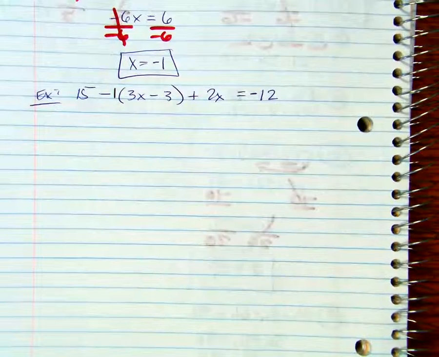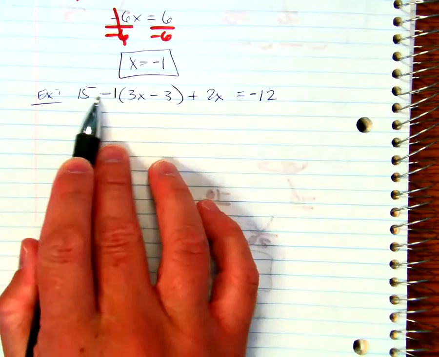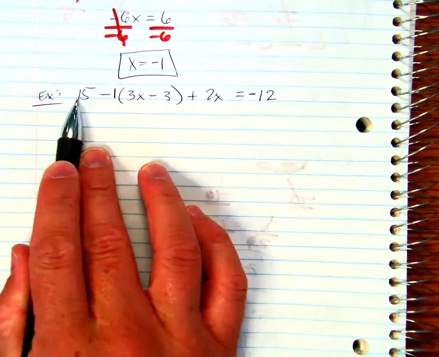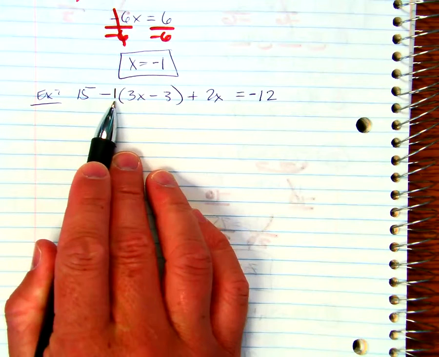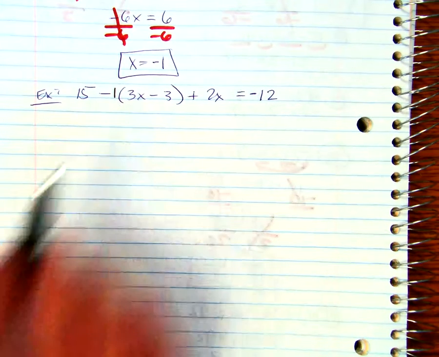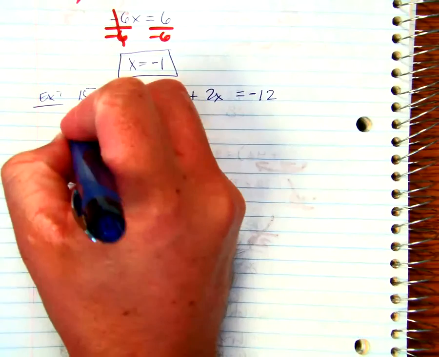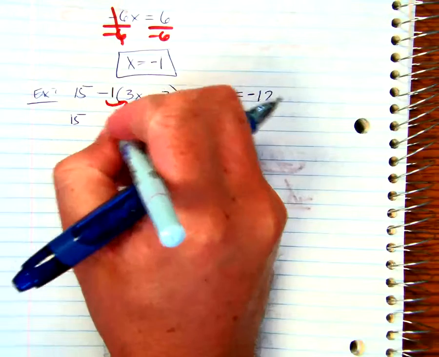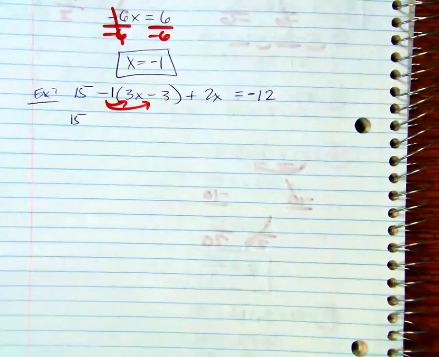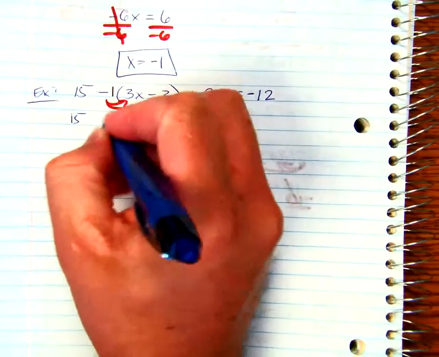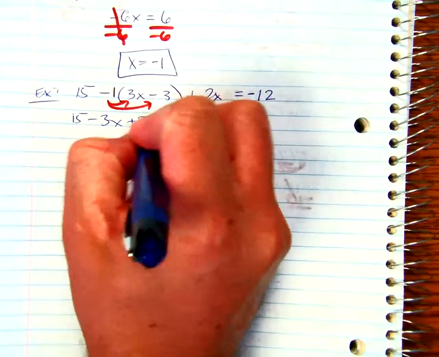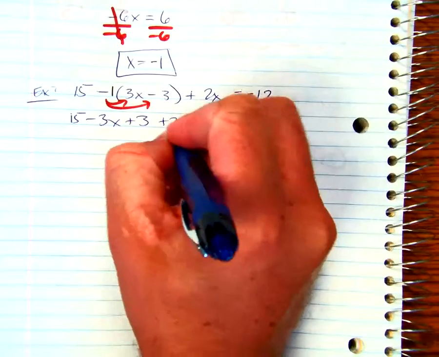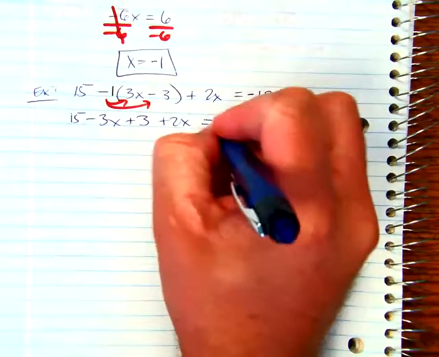Happens very, very often, but you have to remember this minus sign is separating that. The 15 is not attached to the parentheses, so we won't distribute it. It's going to remain a 15. We will distribute the invisible 1, and we will treat it as a -1 because of the minus sign. So we get minus 3x plus 3. And then we have our plus 2x at the end, and it still equals -12.